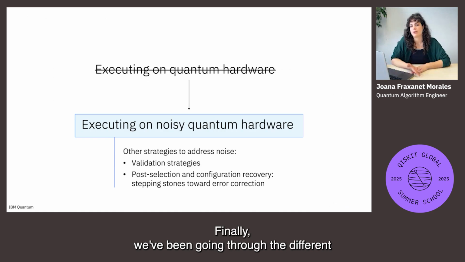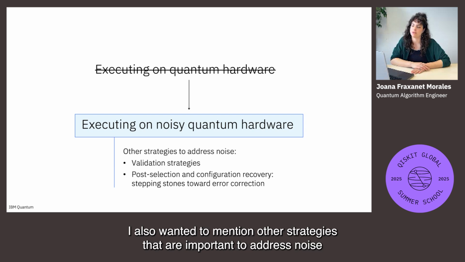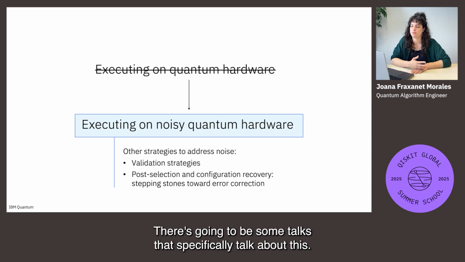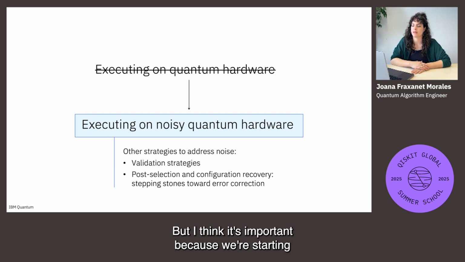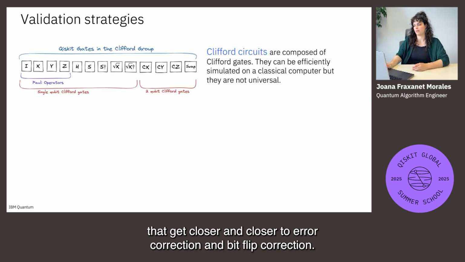Finally, we've been going through the different error mitigation and error suppression techniques, but I also wanted to mention other strategies that are important to address noise. In particular, I want to talk about validation strategies, and then post-selection and configuration recovery. There are going to be some talks that specifically talk about this, but I think it's important because we're starting to see some techniques for error mitigation that get closer and closer to error correction and bit flip correction.